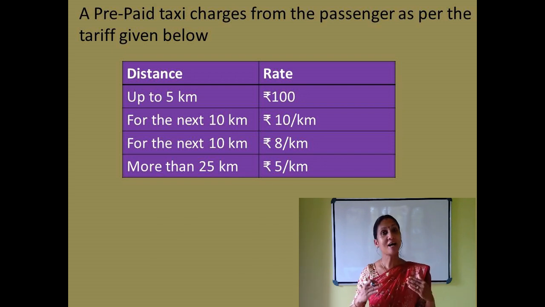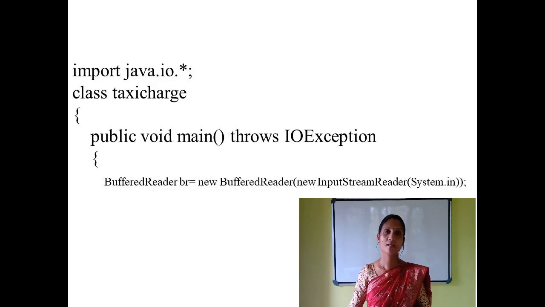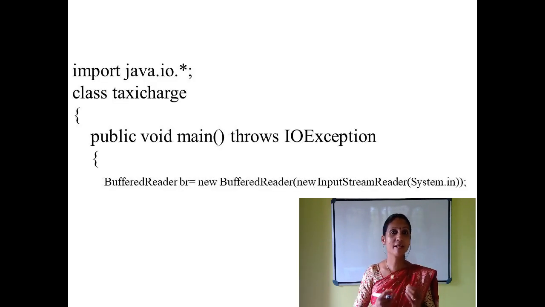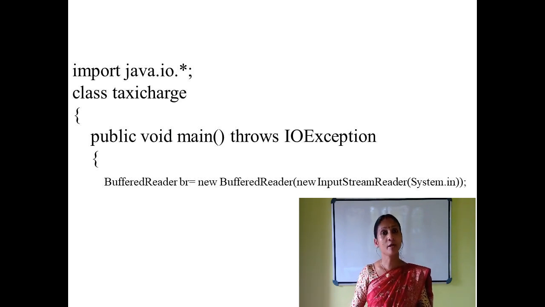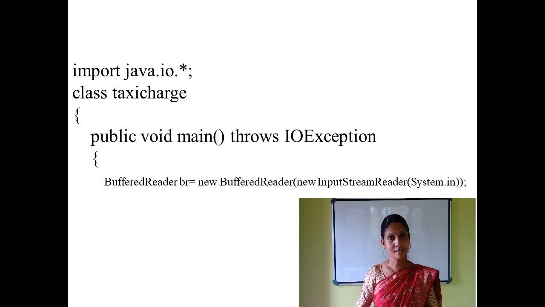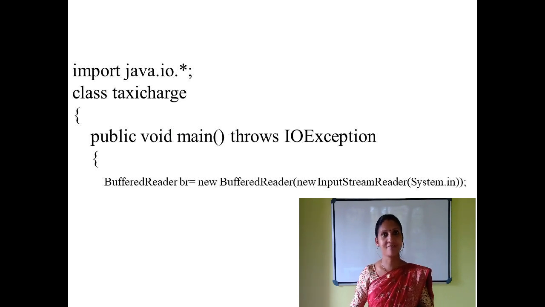I will show you how to find out the amount using this program. In Java programming, how can you calculate this type of amounts? Shall we do this program with the help of a buffer reader? Then how can you start? Import java.io.star. We need to import the IO package. Then what's the class name? You can give any class name. Here I am giving class taxi charge. Then open the curly bracket.